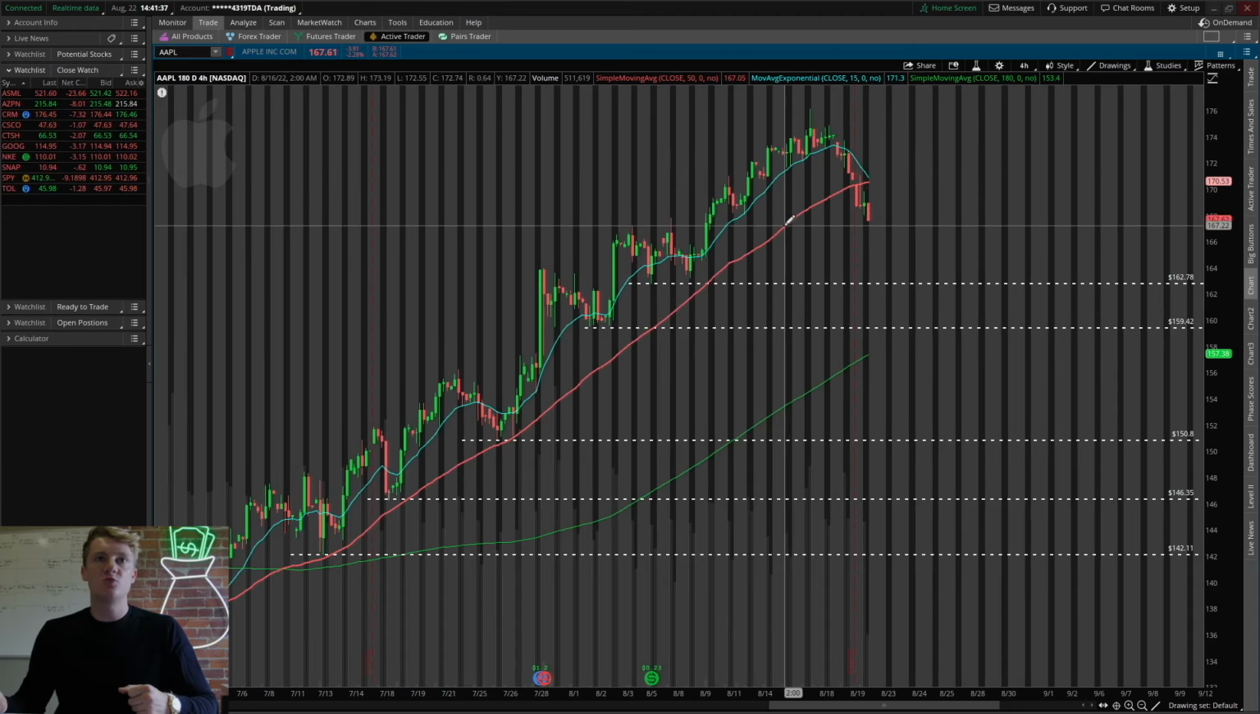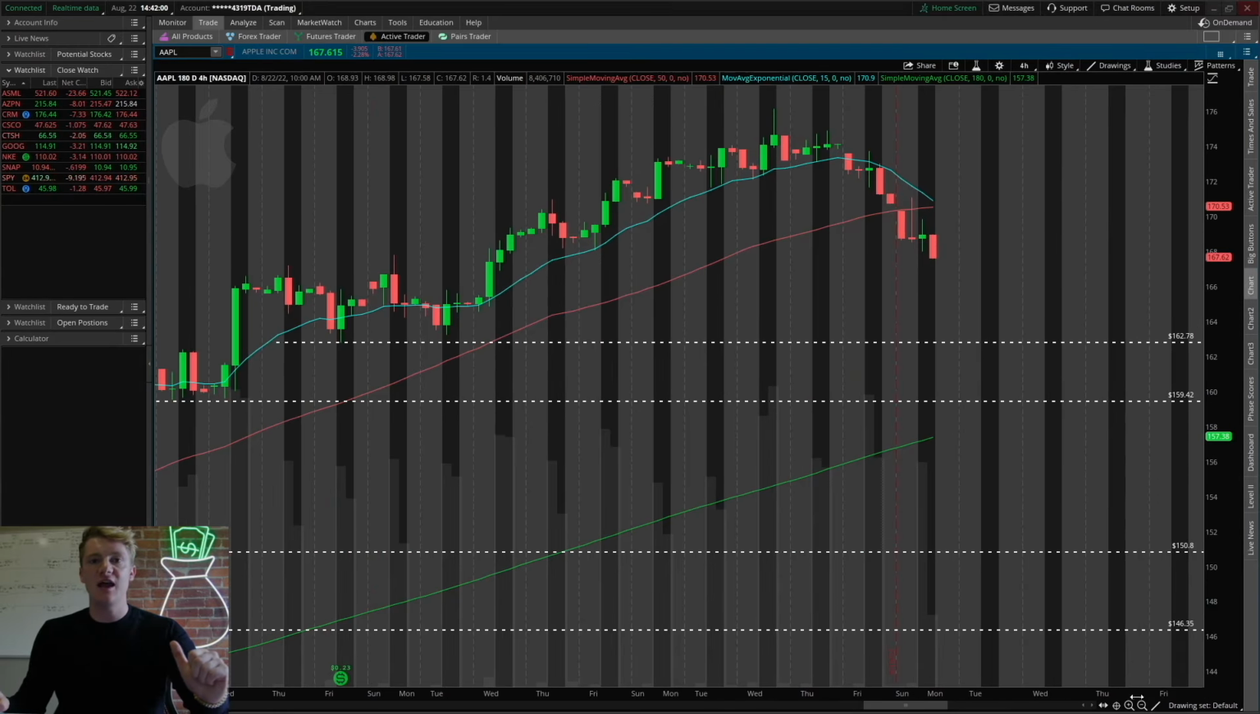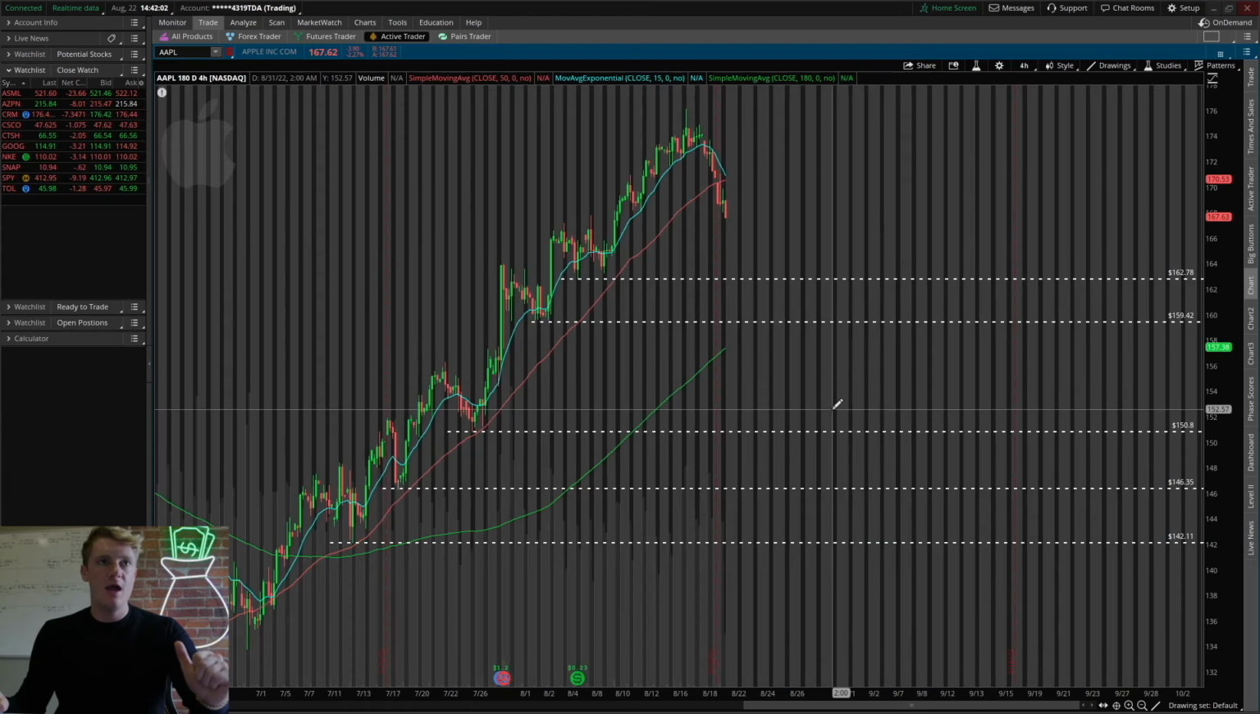Confirmation in this case would have been a break below the 50-day SMA, at which point I would wait for a candle or two to form below and trade below the 50-day SMA, at which point that would let me know that direction has shifted and I could get in and grab a put and make some money.